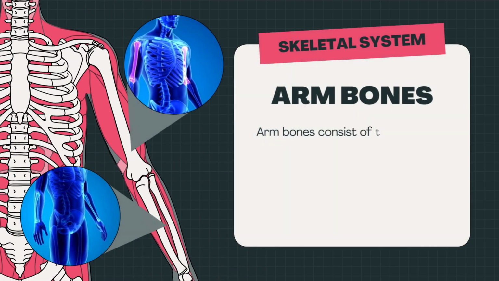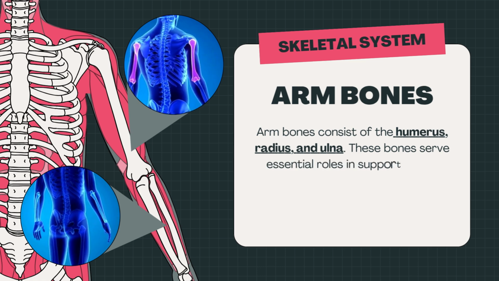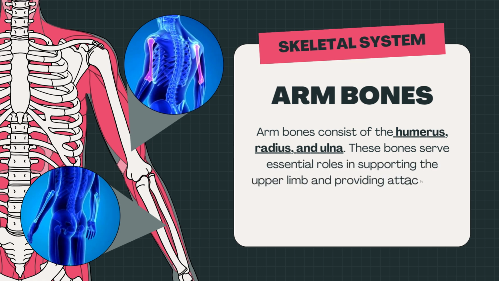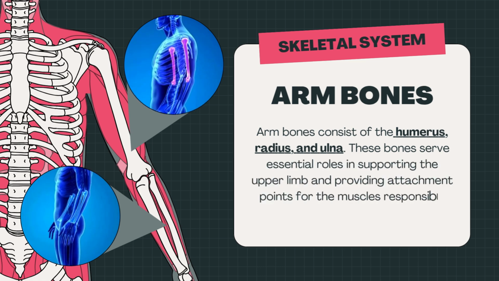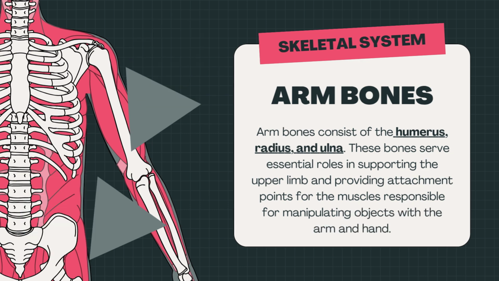Let's move on to the arm bones. Arm bones consist of the humerus, radius, and ulna. These bones serve essential roles in supporting the upper limb and providing attachment points for the muscles responsible for manipulating objects with the arm and hand.